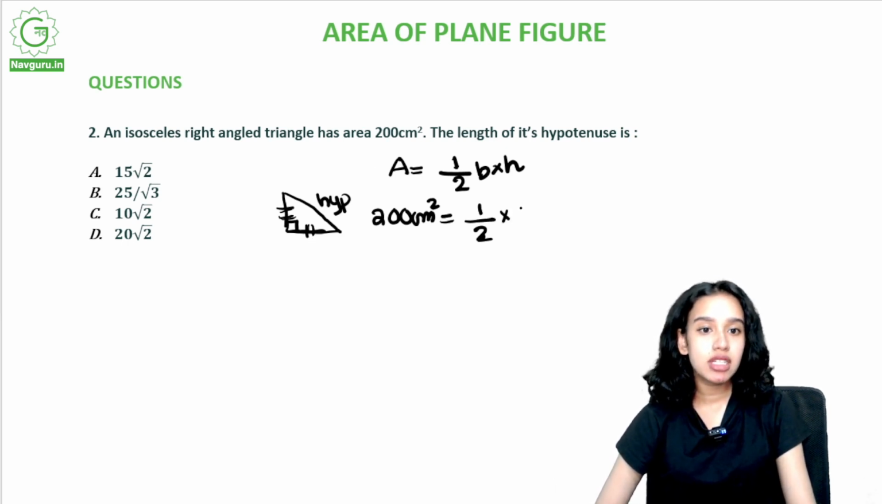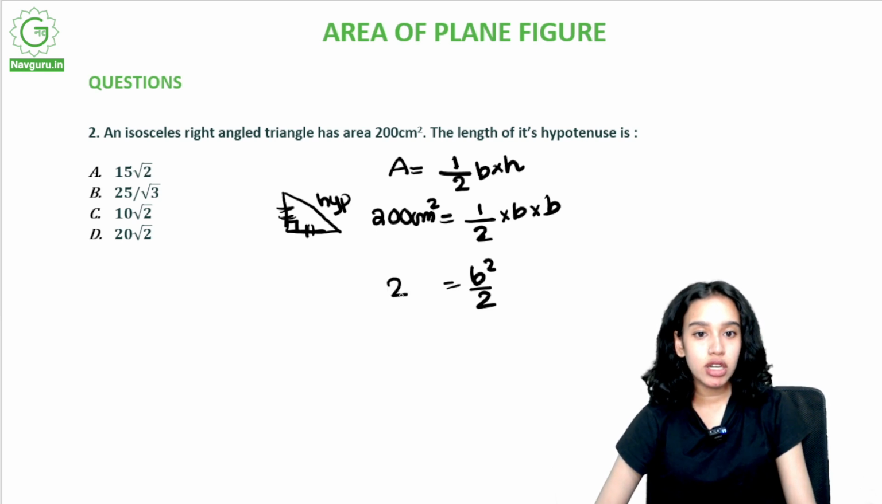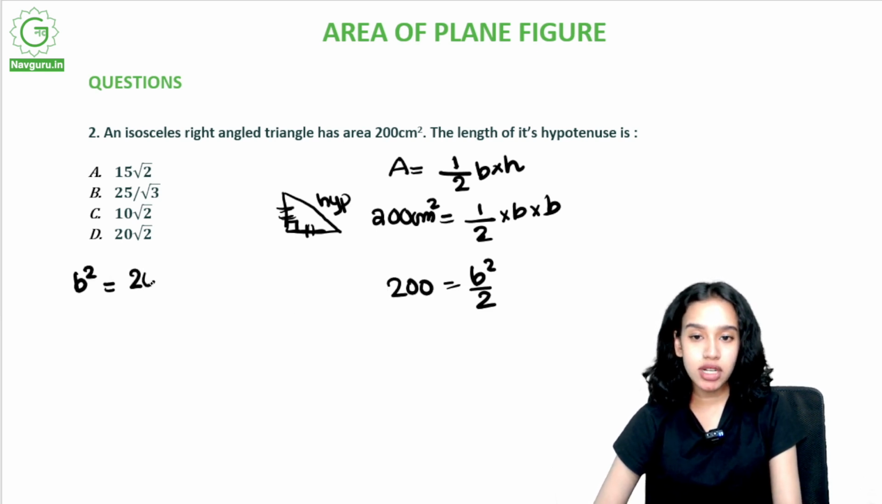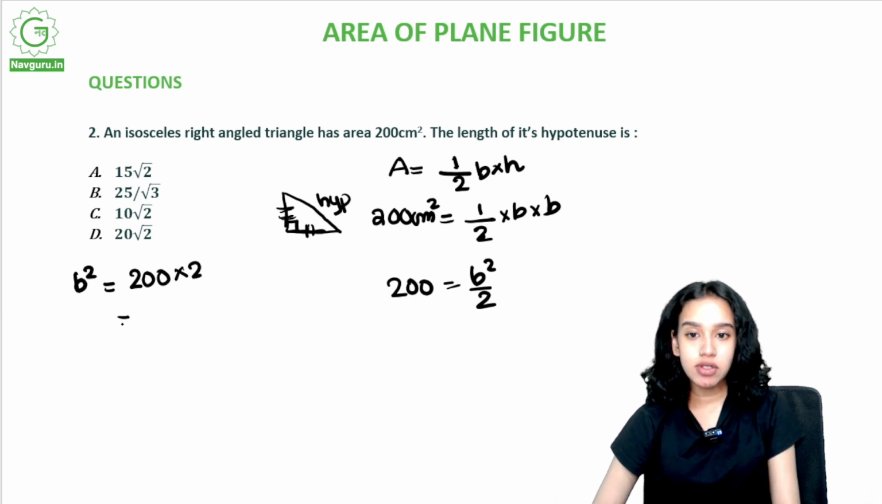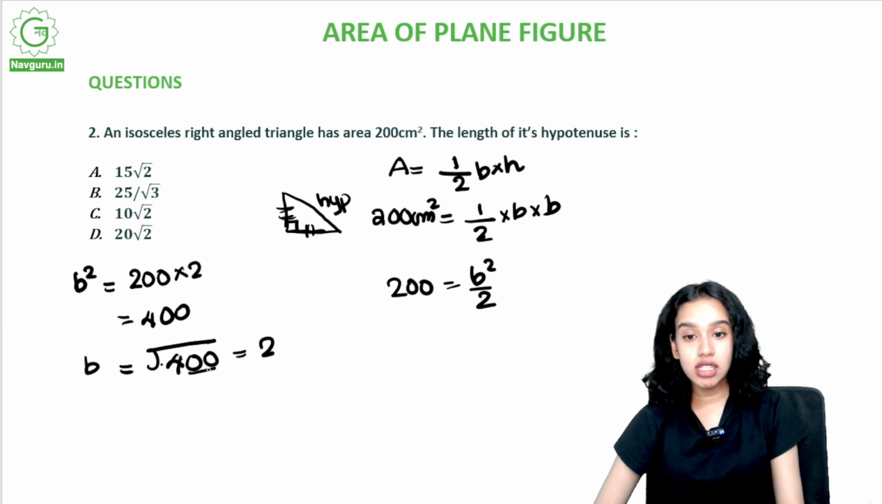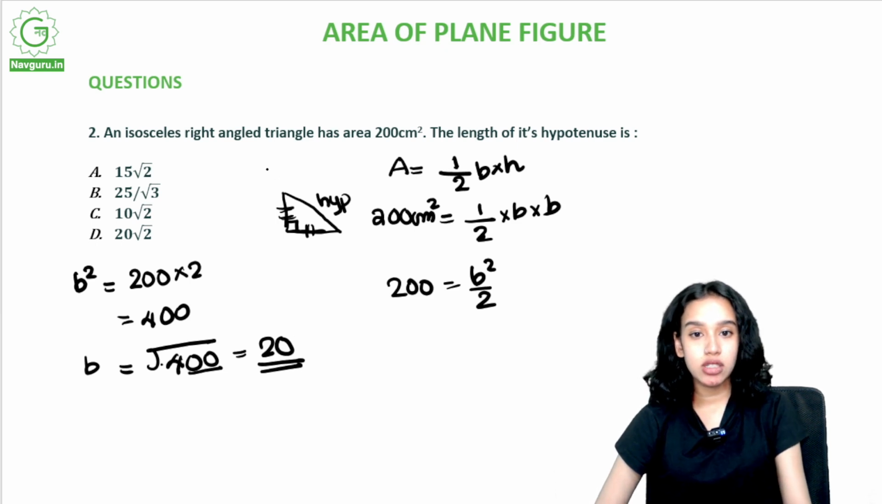So, let's call it B only. So, B into B, that is equal to B square by 2. 200 is equal to B square by 2. So, B square is equal to 200 into 2, which gives us 400. Now, what is B? B is equal to root of 400, which gives us 20. So, B is equal to 20. So, both these sides would be 20 and 20.